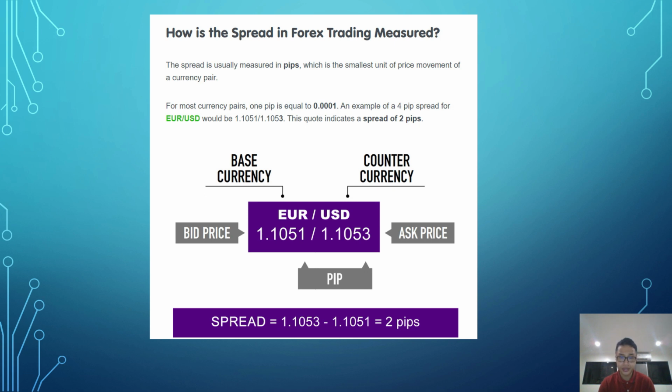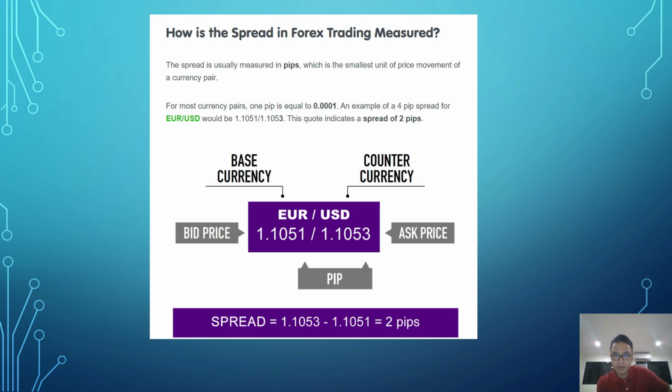Let's say Euro USD, the bid price is 1.1051 and the ask price is 1.1053. So when you sell euro, you sell it at 1.1051, but you get the price of 1.1053. But when you buy euro, you trigger the buy at 1.1053, but you get the price of 1.1051.